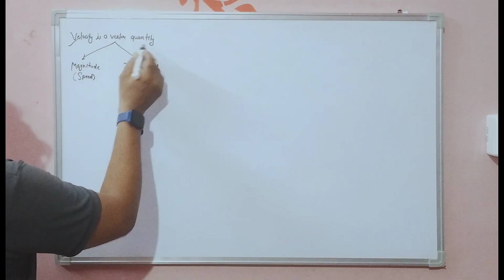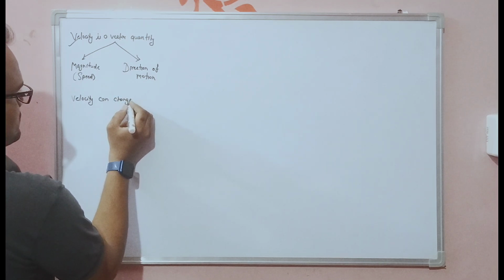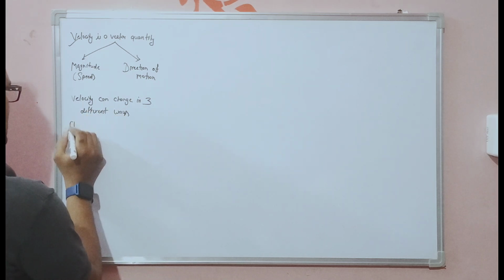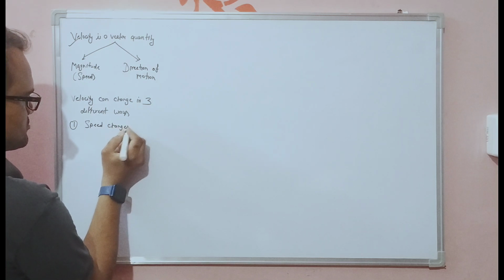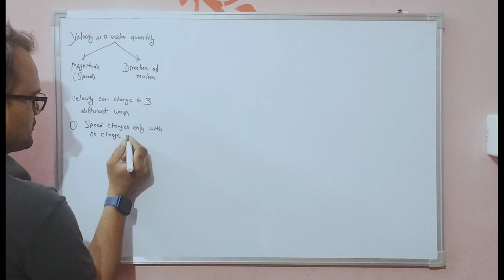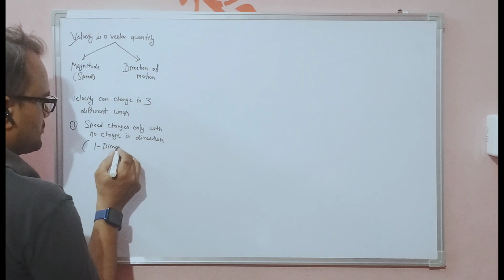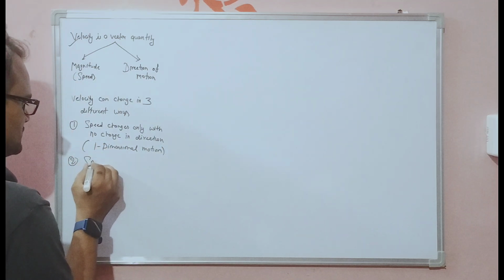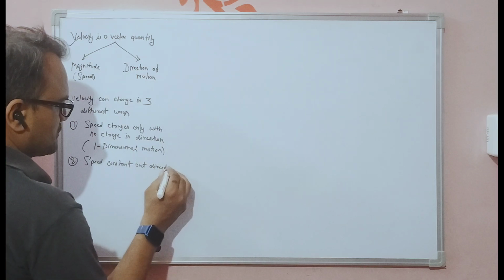So being a vector quantity, velocity can change in three different ways. Number one is when there is only a change in speed. So we can say speed changes only with no change in direction. And in this case we will study one-dimensional motion. Case number two is speed constant, but direction continuously changes.